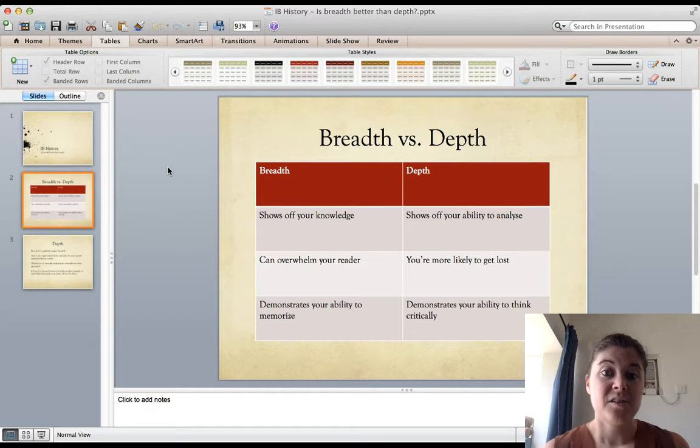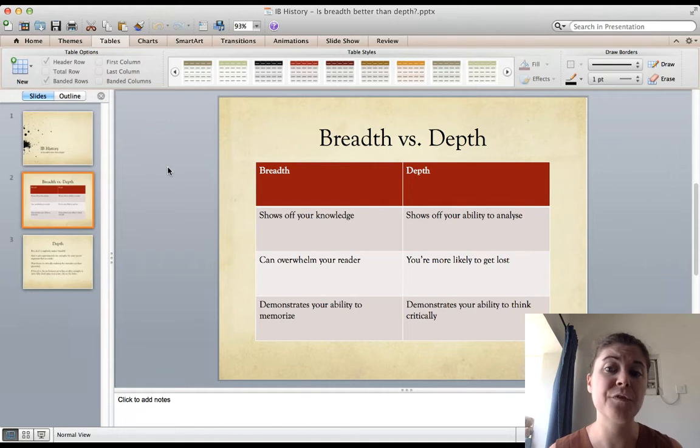There are benefits to both, of course. With breadth, you can show off your knowledge, whereas with depth, you show off your ability to analyze. There are negative sides to both as well. With breadth, you can overwhelm your reader. For example, if you give example after example after example, it can seem like a bit too much.